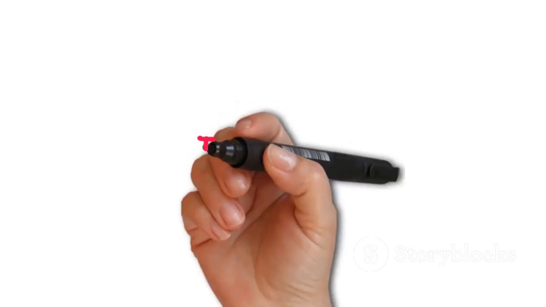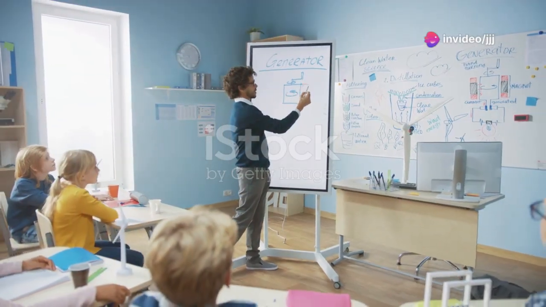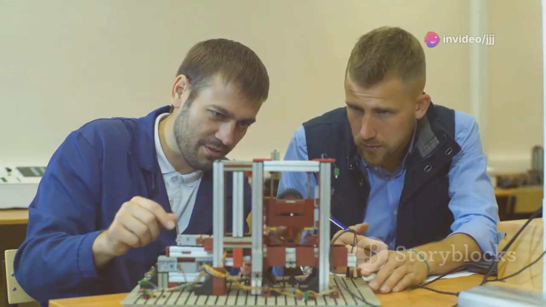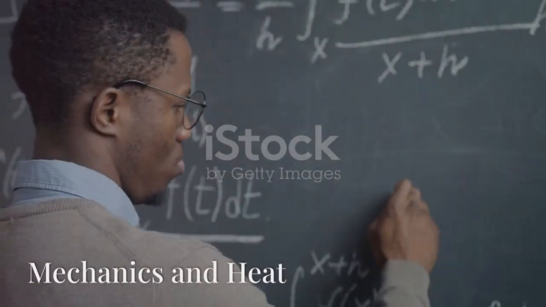Dimensions use square brackets. Length is [L], mass is [M], and time is [T]. Derived quantities combine these dimensions. Force, for example, is [MLT^-2], derived from Newton's second law. Understanding dimensions has practical applications in both physics and engineering.